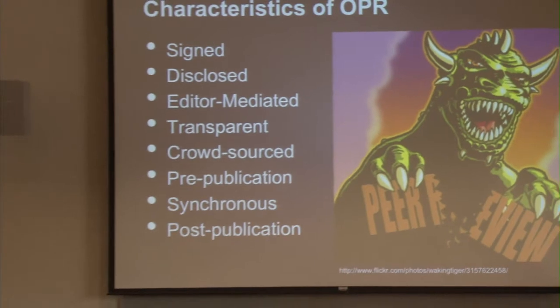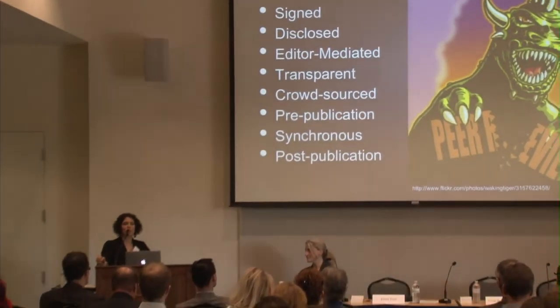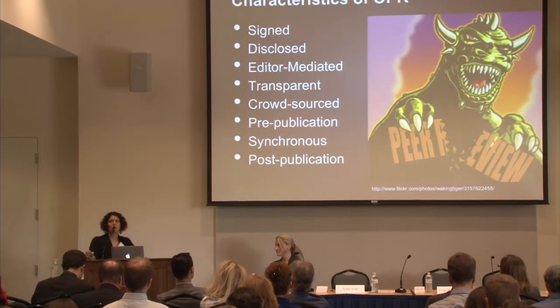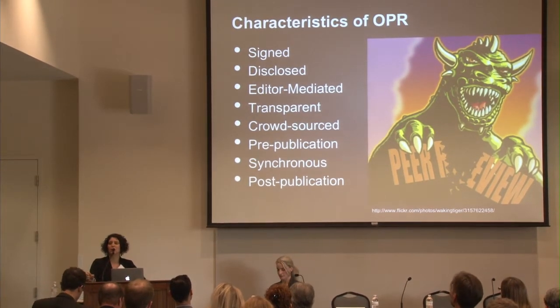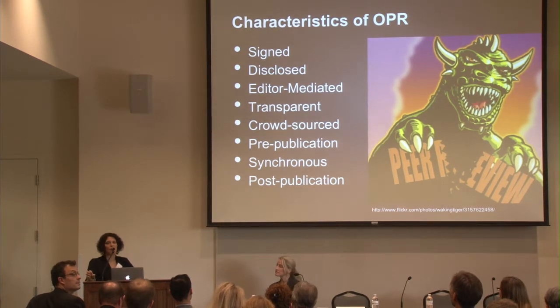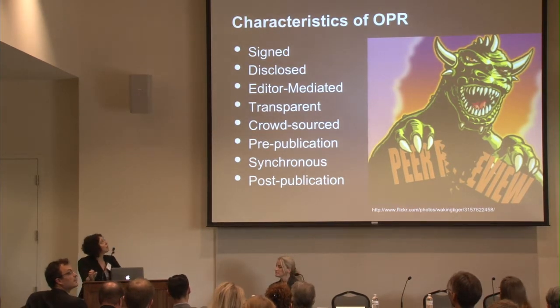Transparent is very rare. There was one journal, Atmospheric Chemistry and Physics, which is probably one of the first journals that was using open peer review in general, and it claims to be transparent. I would say that it's not, according to how I've defined it.